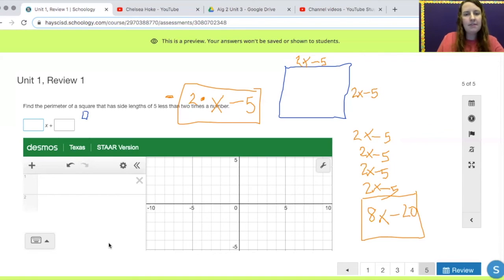And this is something I saw a lot of people struggling with, as we talked about earlier. You struggle when it only gives you a piece of the perimeter and not all 4 sides. So you need to pay attention when it's only giving you pieces, that you get all of your sides. So I have an 8, there's already an x here, and then a -20. 8x minus 20.